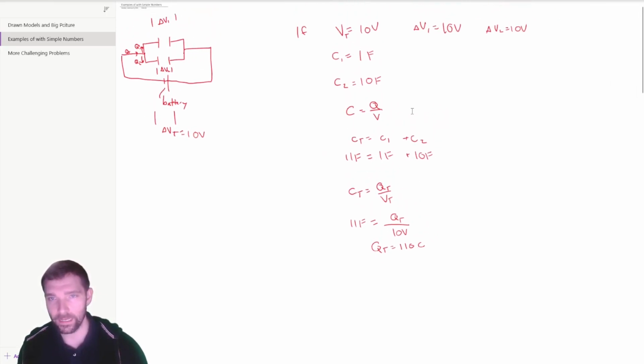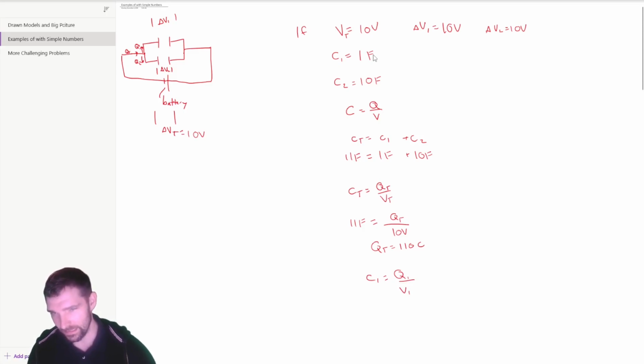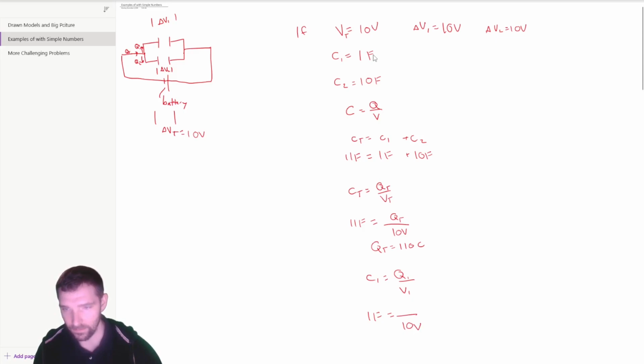And we can even go back to our C1 and C2 values, and knowing that those are going to be Q1 over V1, but it's really the same thing as VT here. We can say that our first capacitor was 1 Farad, and that was going to be over 10 volts. And so the Q1 value ends up being 10 coulombs there.